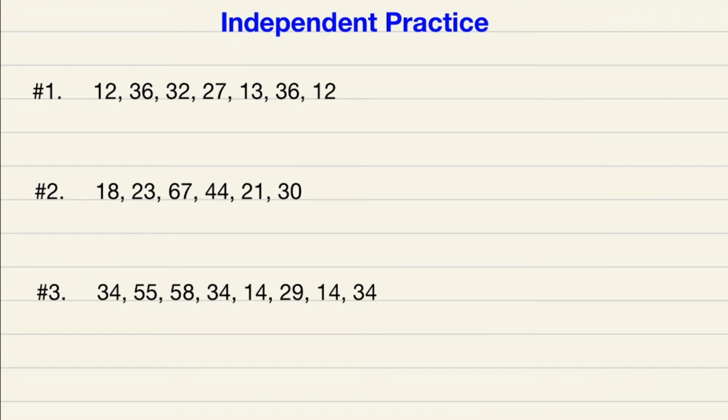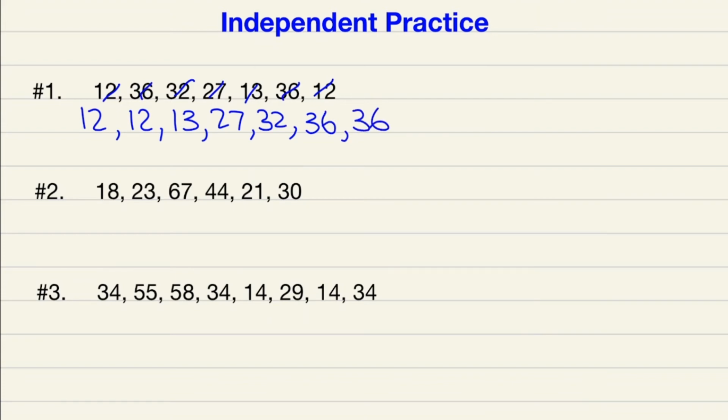So for number one, let's go over it. I'm assuming you've paused the video, you've tried it out. Let's order our numbers from least to greatest. So we have 12, another 12, 13, 27, 32, and we finish it off with two 36s.